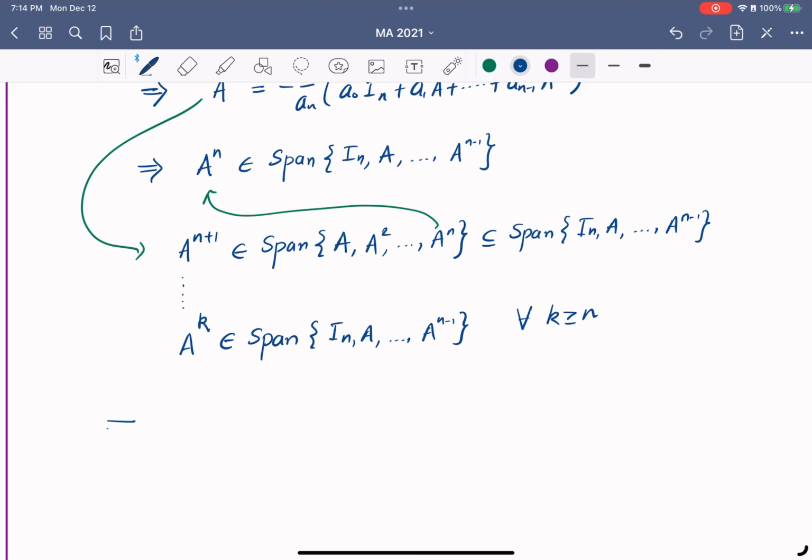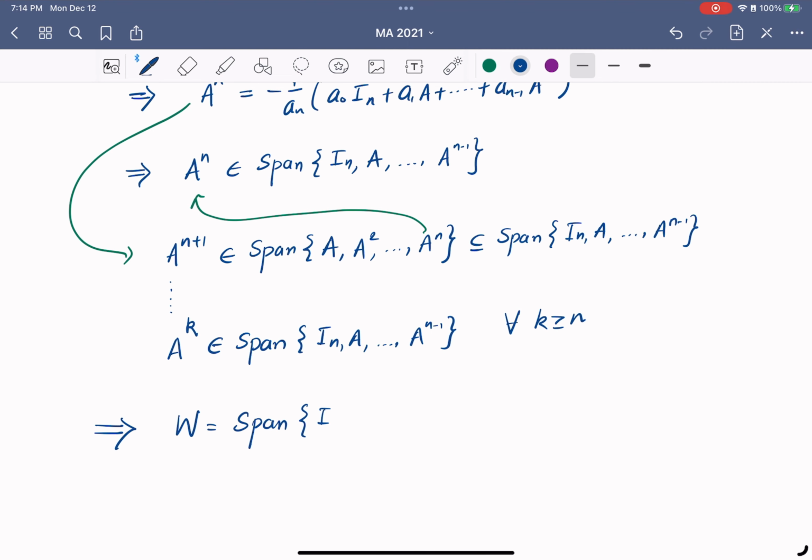Very good. Now this tells us that W is actually the span of identity, A up to A power n minus 1, which means that W is spanned by n elements. And this means that the dimension of W is actually at most n, and this gives you the correct answer, D.